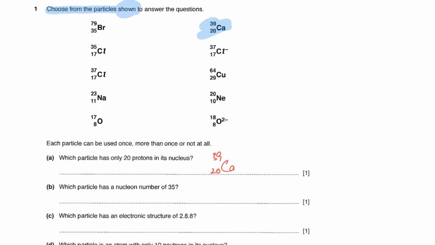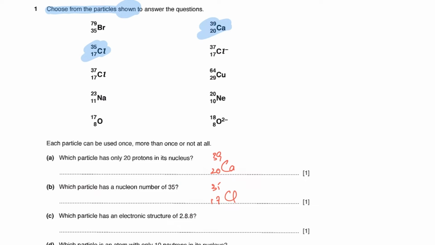Notice that that's different from the one in the periodic table because this is an isotope of calcium. Which particle has a nucleon number of 35? Again, nucleon number is the bigger one. So you can see that this is chlorine. So that's the one with 35. And chlorine 35 is important because there are many other options for chlorine here. So we'll take Cl, put 35 and 17 as it is shown.